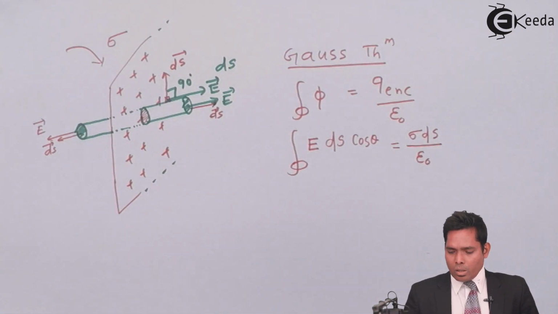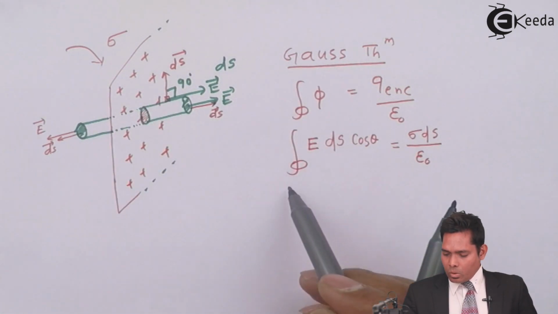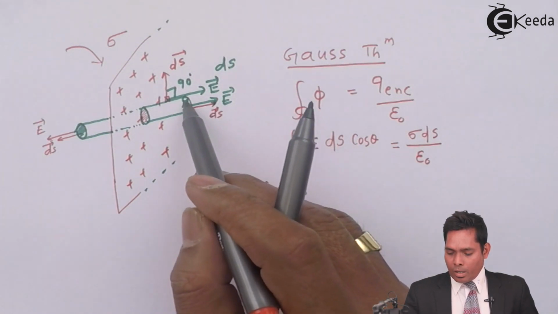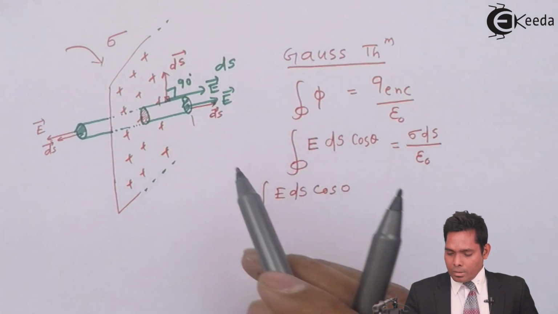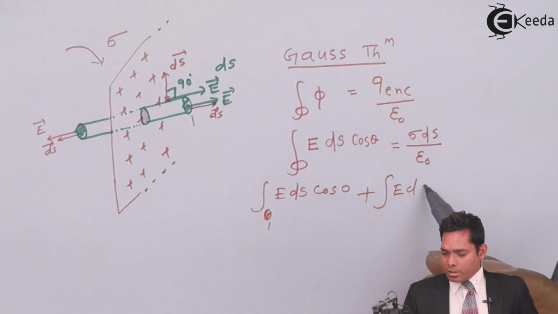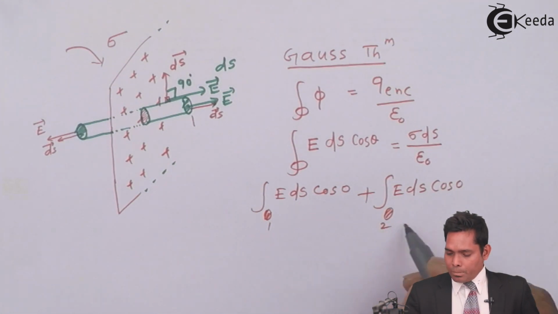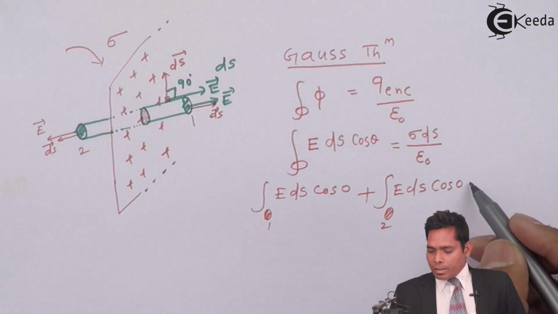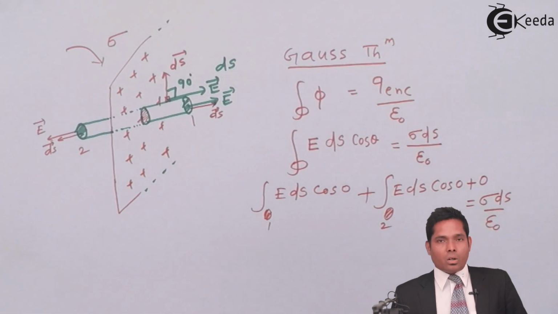The angle is 0, and therefore if I divide this into three parts, 1, 2 and 3, the integration of E dS cos 0 for this surface, flat end 1, plus the integration of E dS cos 0 for the second surface, flat end 2, and the curved one gives me 0. That total gives me sigma dS upon epsilon naught.